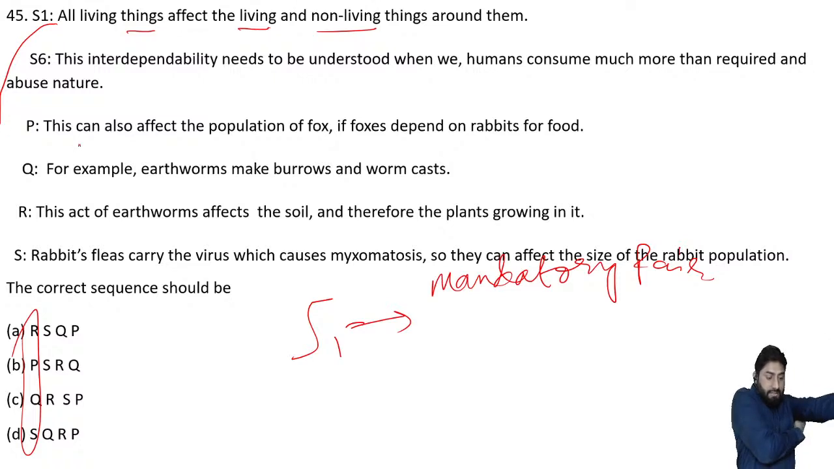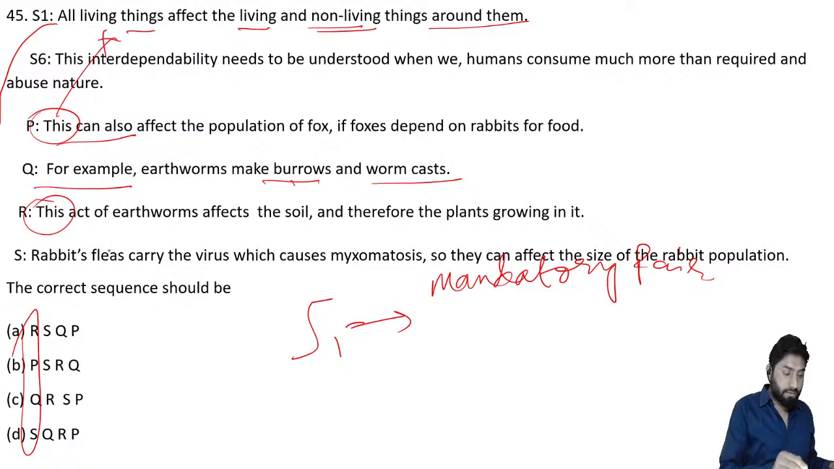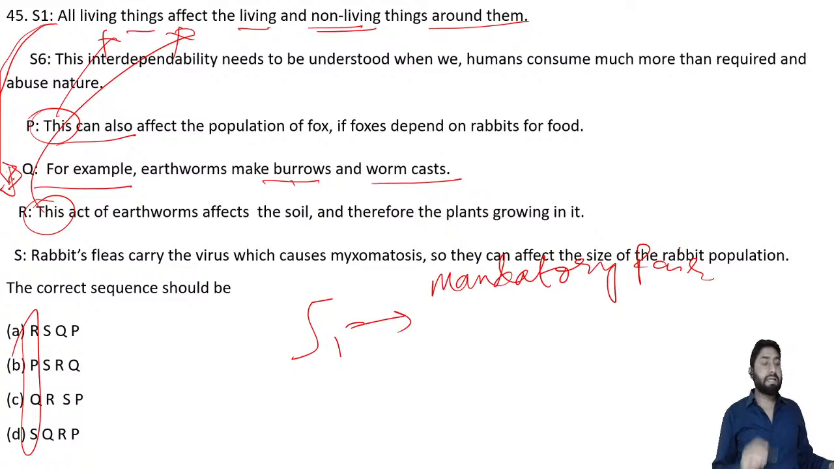This can also affect this. For example, earthworms make burrows and worm casts. This, right? Non-living things and living things together. See, तो इसका इसके साथ तो कोई लिंक नहीं है, इसका भी कोई लिंक नहीं है। See, the mandatory pair, you form the mandatory pair with Q. With Q. See, all living things affect the living and non-living things around them.